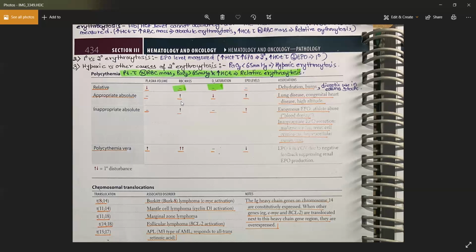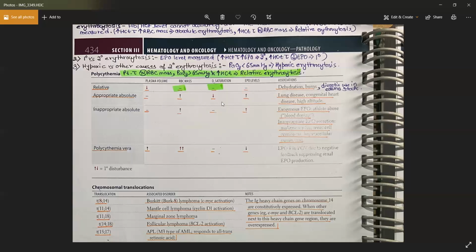Then comes the inappropriate absolute increase, in which you're having a high level of EPO, which means a tumor releasing EPO, which means the juxtaglomerular apparatus. You guys remember? If I get a tumor of the JG apparatus, in that case this tumor will be releasing more EPO, and as a result I will get a high RBC mass.